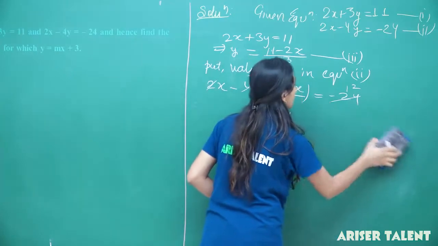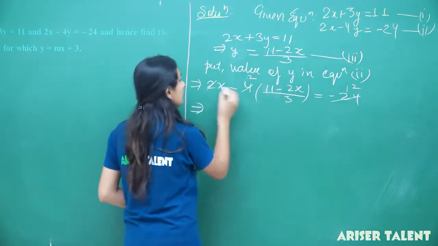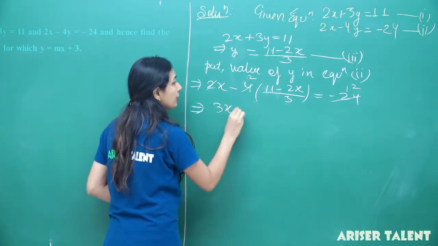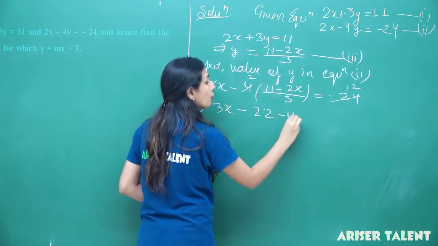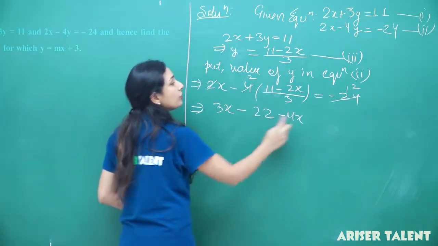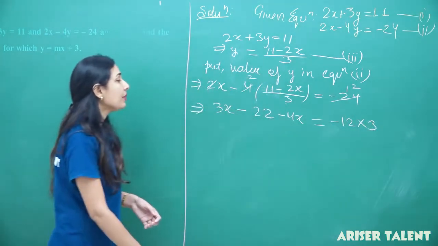I'll just do it again. So what we have done is multiply this with 3 to take the LCM, that will be 22 minus 4x as it is. Now this 3 will transpose here and that will become minus 12 multiplied by 3.